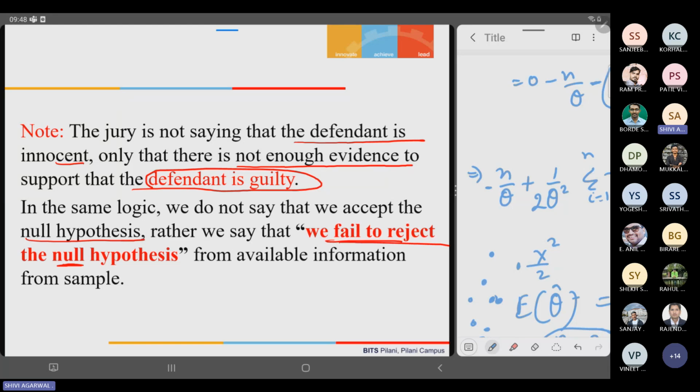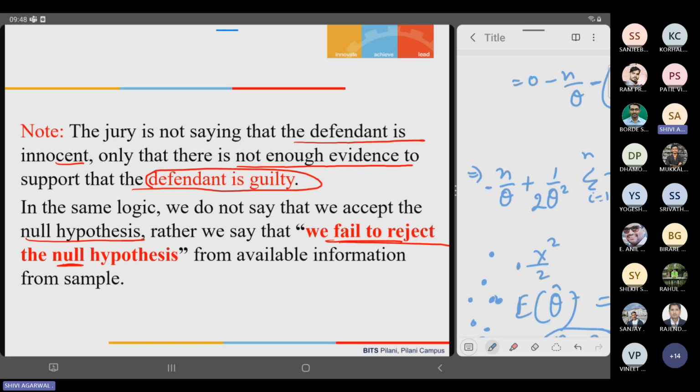Okay. So we either fail to reject H naught or we reject H naught, because we are trying to present enough evidence to support our claim. And the claim is what? The defendant is guilty. If they find the proper evidence, they say we reject H naught, that the defendant is not guilty. Correct? But if there is not enough evidence in favor of the claim, they say we fail to reject H naught.